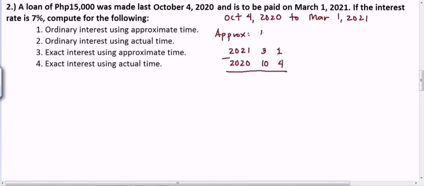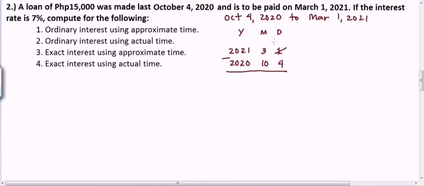So, manghihiram ako dito sa months. Ito yung days. And then, ito yung year. Okay? So, manghihiram ako dyan sa months ng isang buwan para ma-subtract ko yung 4 days sa 1 day. Diba? So, naituro ko na yan dun sa isang video natin.